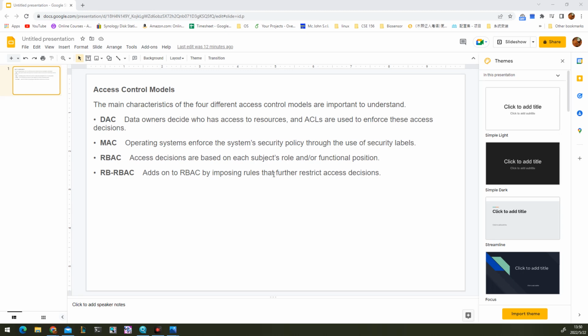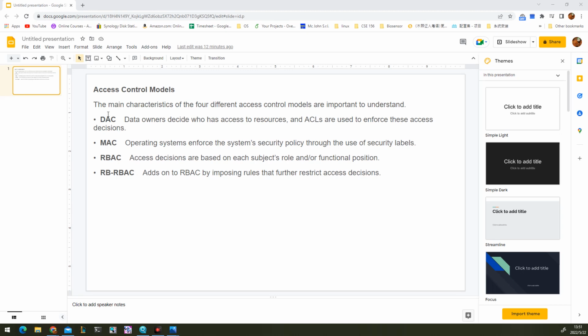Asset control management. There are four models we can use to manage. The first one is discretionary asset control (DAC). The second one is mandatory asset control (MAC). The third one is RBAC, role-based asset control. The last one is also RBAC, rule-based asset control, which adds a further rule to the role-based asset control.